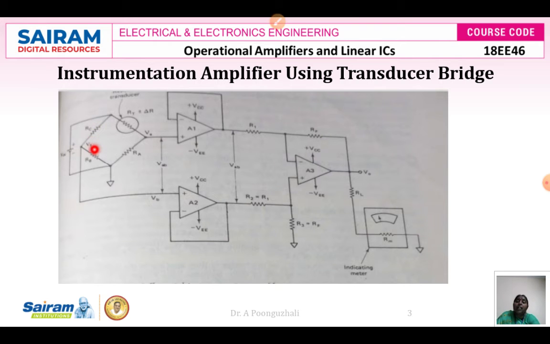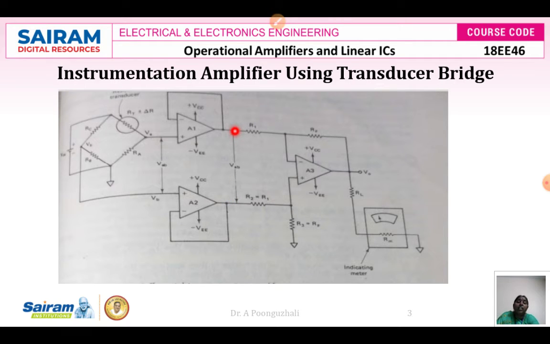Since the bridge is balanced and these two quantities are fixed, your VB is going to be constant. But if the RT value varies, that is, if the transducer output varies, then automatically this arm of the bridge is not balanced and there is going to be a variation in your VA voltage. This VA voltage will be given to a voltage follower. The name itself tells that the output is going to follow the input. So here I will get my VA voltage, and if this is VB, my output voltage will be VB.